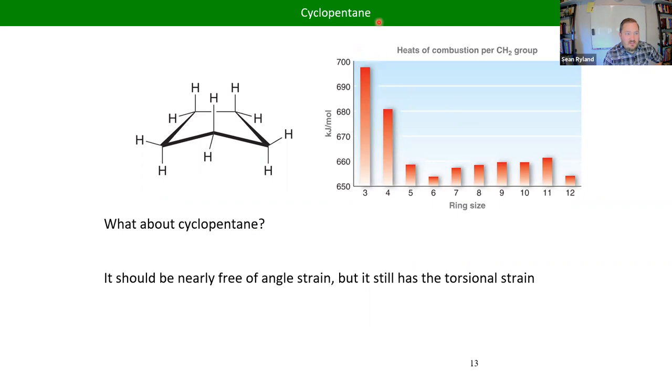So remember that this graph is showing how much energy is released when we burn it and turn it into CO2 and water, which is about as stable as carbon can get. So if we burn it and a lot of energy is released, that means it was a really unstable molecule, because we're ending at the same point regardless. If you're starting here versus starting up here, a bigger enthalpy of combustion means that it was a less stable molecule to start with.